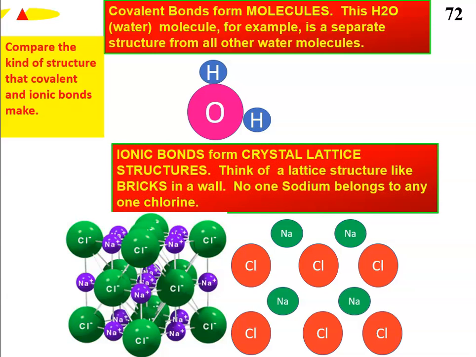Ionic bonds form crystal lattice structures. Think of a lattice structure like bricks in a wall. No one sodium belongs to any one chlorine, or no one chlorine belongs to any one sodium. So if you look at one of those chlorines in either of those diagrams below, there's 4 sodiums around it. Which one does that chlorine belong to? Well, it doesn't belong to any one sodium. It belongs to all 4 of them.